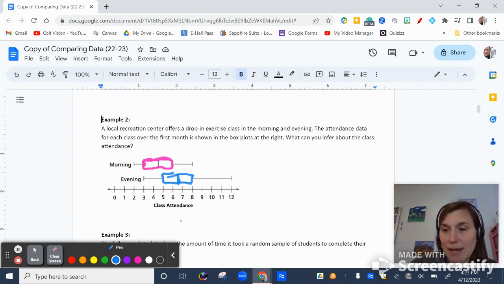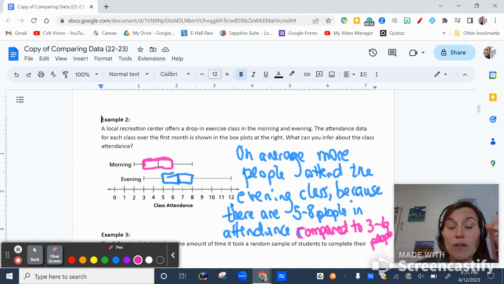So we can say that on average, more people attend the evening class because the evening classes tend to be between 5 and 8 people, because that's the middle 50%, whereas the morning class tends to be between 3 and 6 people. Their interquartile range is the same, but their overall range is different because the range in the evening class is from 12 to 3 people, so that's 9, whereas the morning is 8 to 2, which is only 6. So there's more variability in the evening classes.